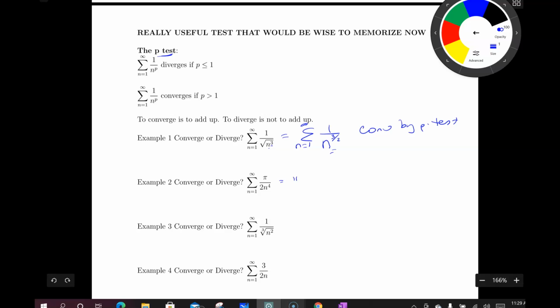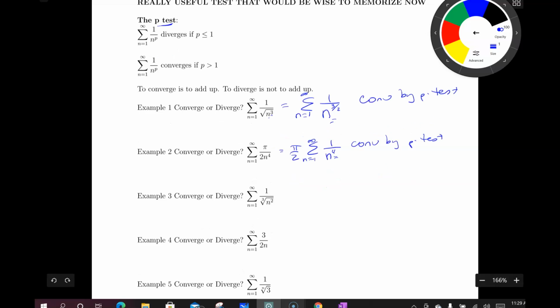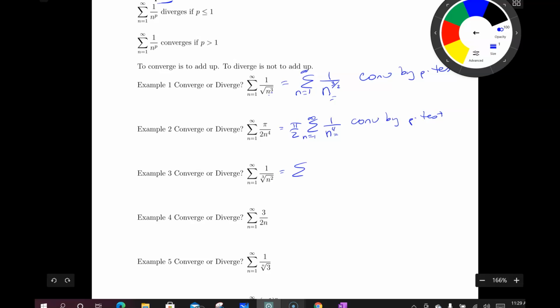This one here, I could really pull these numbers on the outside so that you don't have to look at them or think about them, that you can just look to see, does this converge or diverge by the p-test? It does converge by the p-test because p is 4, greater than 1. All right, so let's rewrite this one as power over root. So that's squared power, cubed root. This 2/3 power is smaller than 1, so this diverges by the p-test.